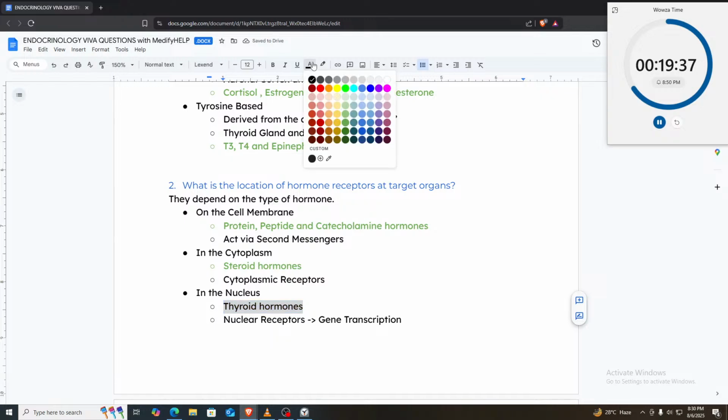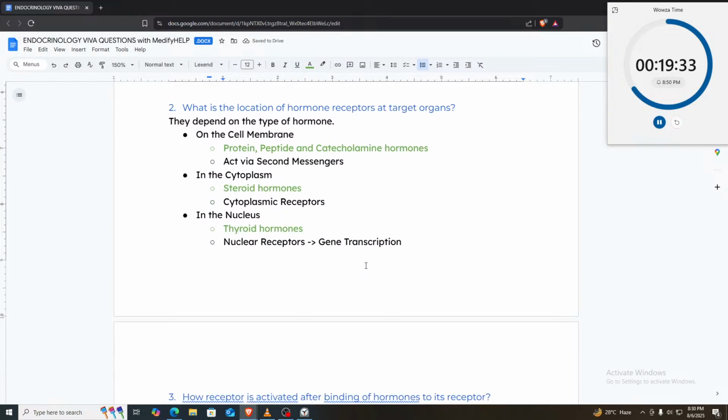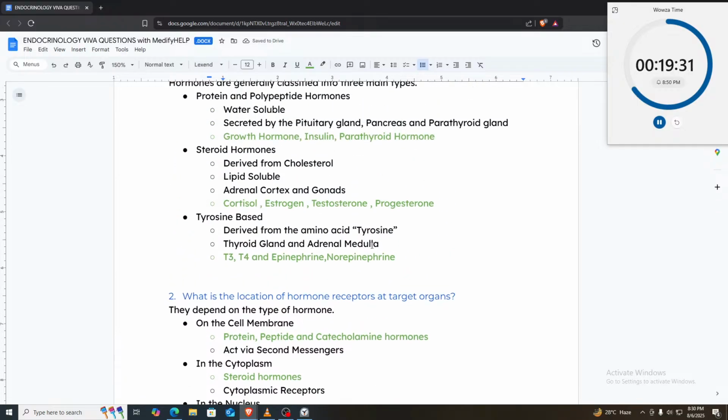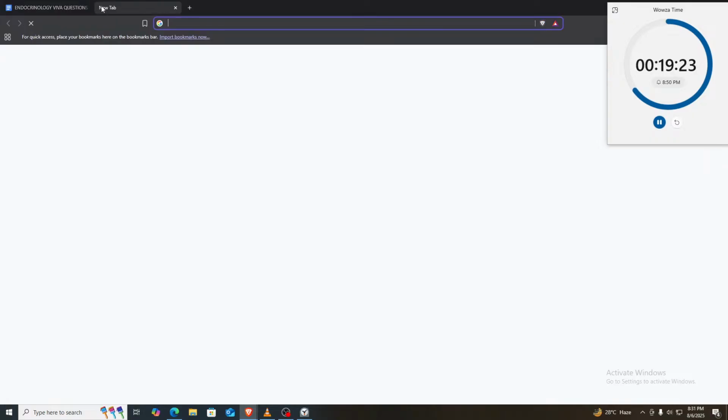Okay, pretty good so far. Alrighty, I think we're good. We can add images, right? So, location of hormone receptors. Let me see if I can find an image.